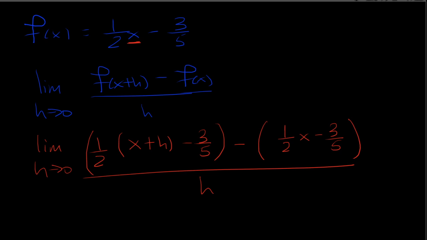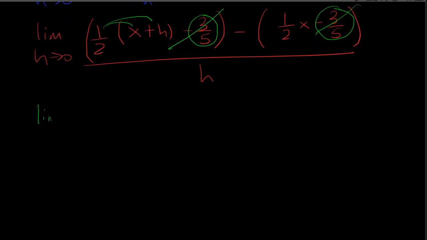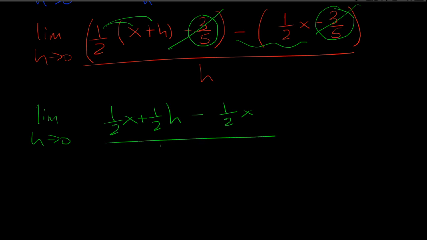We can cancel out the 3/5. We have a negative 3/5 minus negative 3/5. Those are going to go away. And then I'm going to distribute out the 1/2 to both the x and the h. I have limit as h approaches 0, 1/2 x plus 1/2 h, and then minus 1/2 x still. So this guy right here, all over h.